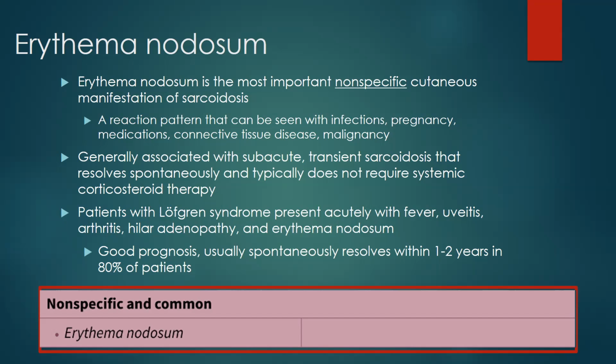The one exception is something called Löfgren syndrome, which is more of an acute presentation where you have fever, you can have arthritis, typically of the lower extremities, usually the ankles, hilar adenopathy, uveitis, and erythema nodosum comes on very quickly. Those patients sometimes do need NSAIDs and steroids to try to calm things down, but generally the prognosis is good, tends to resolve over a span of months to usually 2 years at the most in the majority of patients.